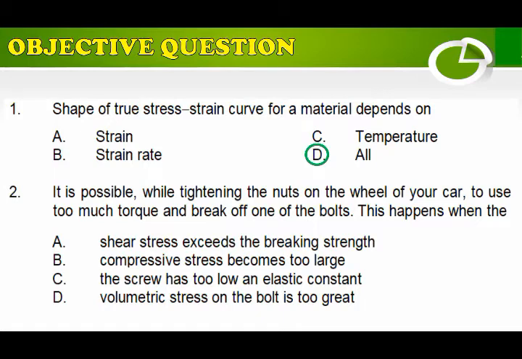For question number 2, it is possible while tightening the nuts on the wheel of your car to use too much torque and break off one of the bolts. This happens when the shear stress exceeds the breaking strength. Because of too much torque, the bolt will break.